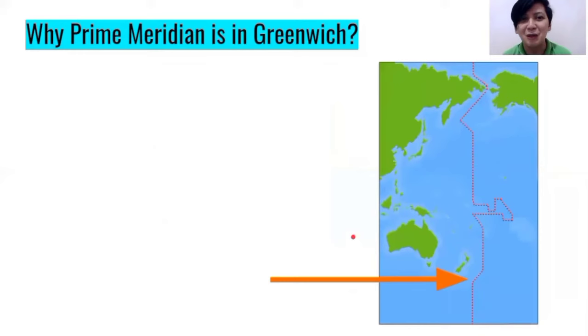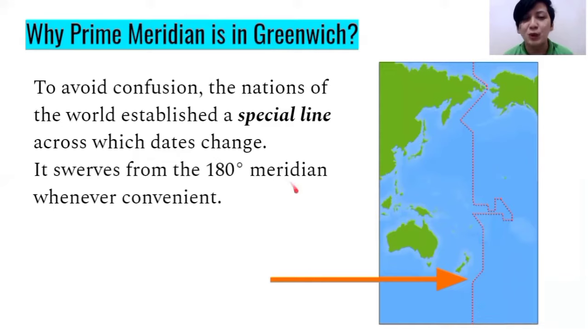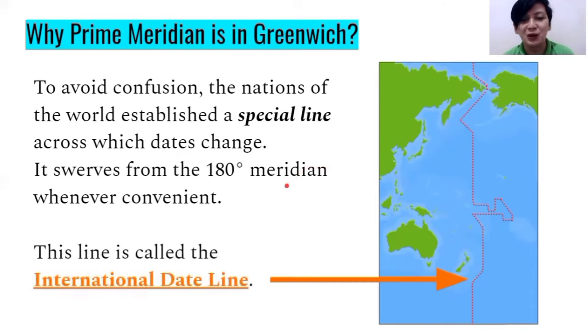And what is this all about? So why prime meridian is in Greenwich again? Simply because to avoid confusion, the nations of the world establish a special line. Ito na, across which date changes. Do you have any idea what is this line? Okay, so it swerves from 180 degrees meridian whenever convenient. So this is the line. Okay, and it's very near to the Philippines. Okay, this line is called the International Date Line. Again, this is the International Date Line.